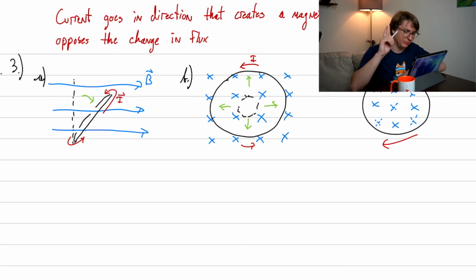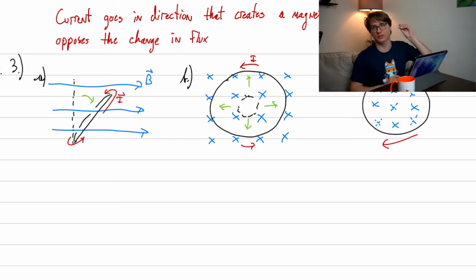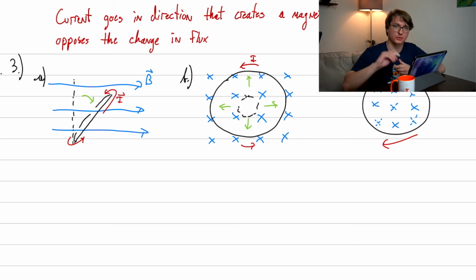So again, remember the loop wants to keep it the same. To keep it the same, this time it has to decrease it because it was increasing. So what direction is it going to make a magnetic field? Well, now the opposite. Since the magnetic field is going into the page, it wants to make a magnetic field going out of the page. So if it's going towards you originally, it's now going this direction.